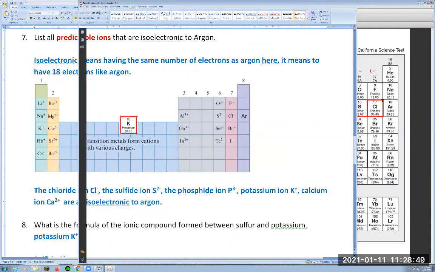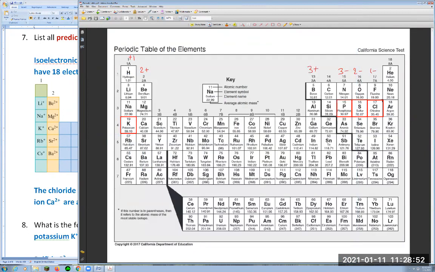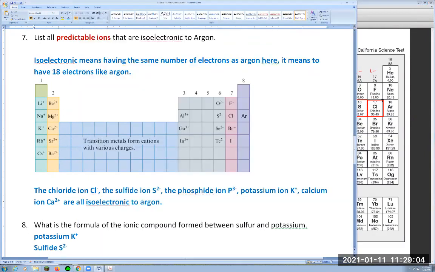Sulfur, we just saw sulfur as well. And sulfur in group 6A likes to gain 2 electrons to be like argon. And so it likes to become a 2- ion. So that's sulfur becoming the sulfide ion, right? So we have our two ion symbols, and these are predictable ions. That's why you could find out their charge from the position in the periodic table.